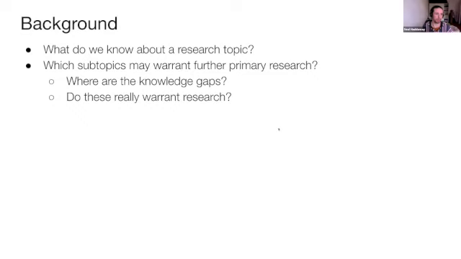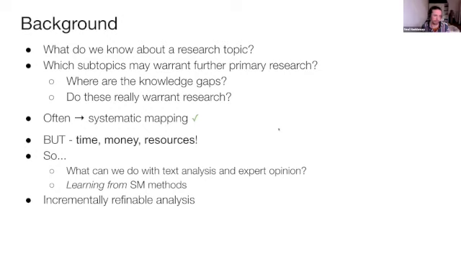The background to this project, as Thomas has introduced, is that funders often want to know what we know about a research topic, particularly which subtopics might warrant further primary research. So where are the knowledge gaps? And do these really warrant research? Are they sensible gaps? The approach that I might suggest would be systematic mapping, a very rigorous type of evidence synthesis that systematically identifies the nature of an evidence base, the gaps and the clusters.